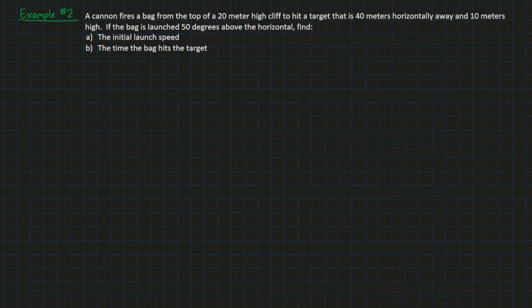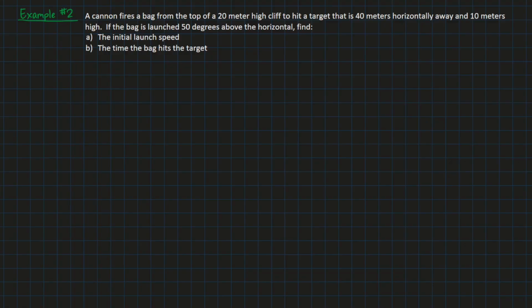Let's do example 2. A cannon fires a bag from the top of a 20-meter high cliff to hit a target that is 40 meters horizontally away and 10 meters high. If the bag is launched 50 degrees above the horizontal, find the initial launch speed and the time the bag hits the target.